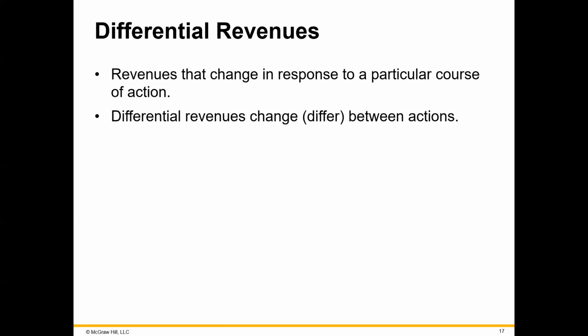Differential revenues are revenues that change in response to a particular course of action. So going back to the AM Bakery example, what if AM Bakery decides to expand to that food truck? Their revenues are going to be expected to be larger than if they didn't expand, if they just maintained their one location. The difference between having 2 locations, the food truck and the bakery, versus just one location, the original bakery, will be your differential revenue.